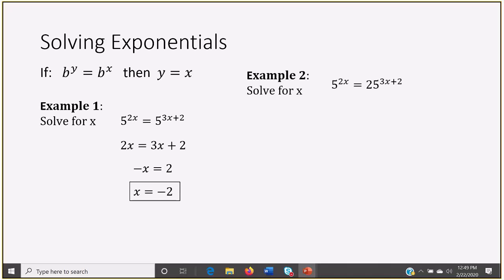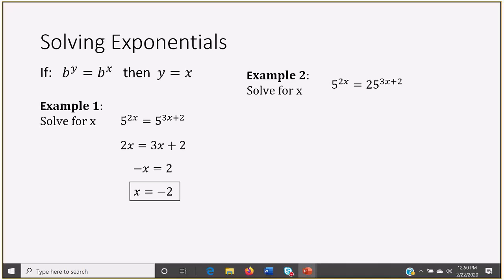Now, sometimes it looks like we can't solve it with this trick, which is true for now. I don't have the bases equal to each other. One of my bases is 25, the other one is 5. So I can't just set the powers equal to each other. But those look like they're related. When I see the number 25, I think there's a lot of things I can do with 25 when I start thinking about 5.